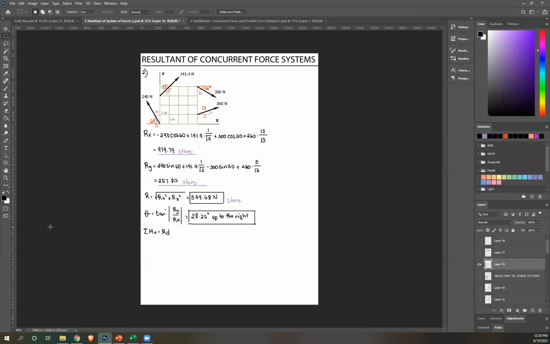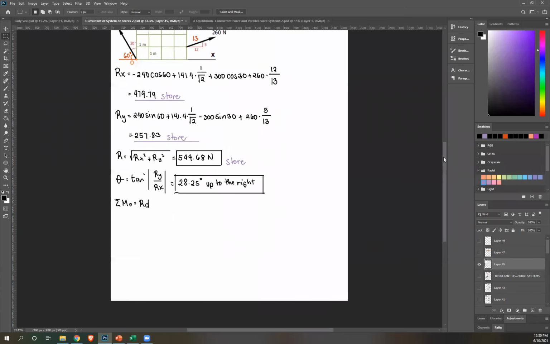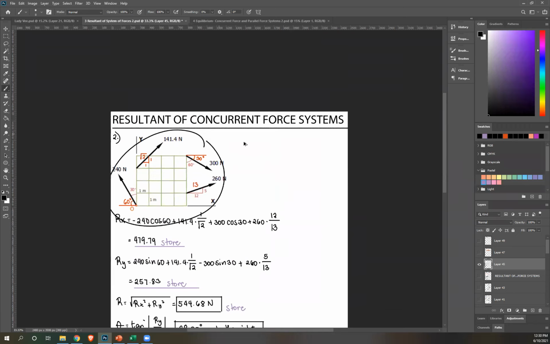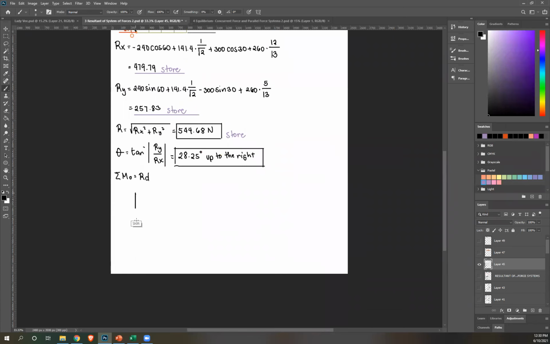Now if we do that, MO equals RD. I'm gonna simplify this, right? So this is our grid. This is your point O. I'm gonna extend this here. We already know our resultant is upwards to the right. So once again, we're gonna assume where that position is. Usually we're assuming it's above point. So upwards to the right, that is our resultant.